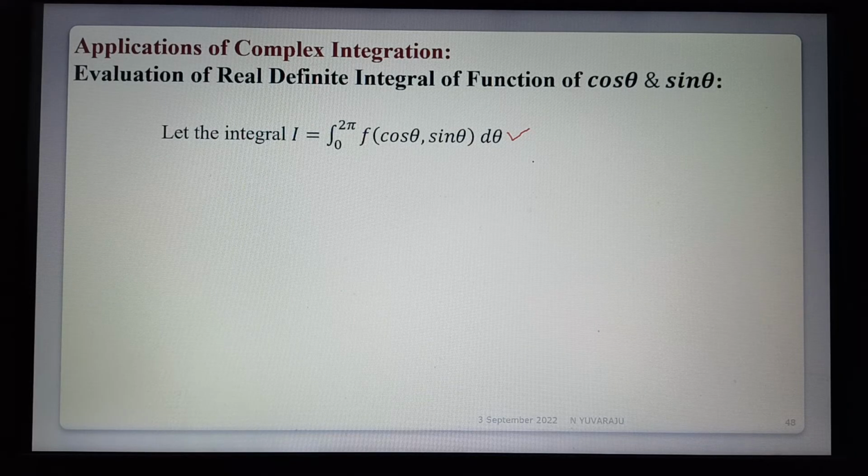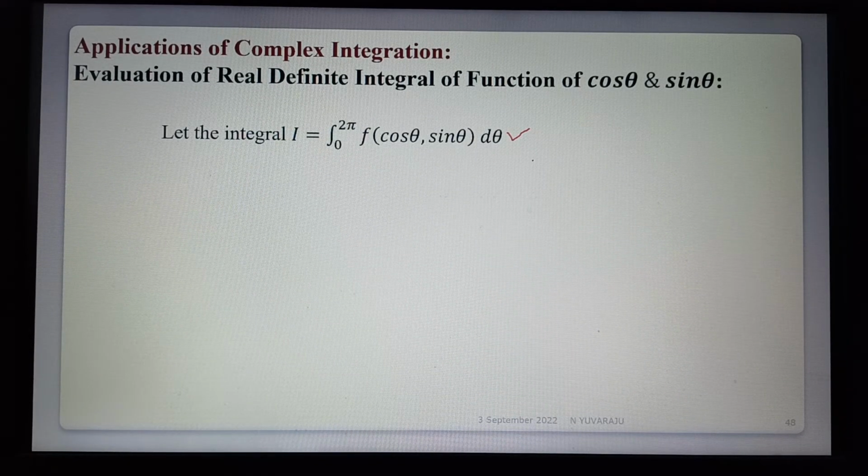The 0 to 2 pi means the region assumed is only a closed curve, that is a circle. Theta from 0 to 2 pi complete means a circle. The assumed circle has center 0, 0 and radius 1. In that region you have to find the given definite integral. Okay? So what is the procedure to find the integral?